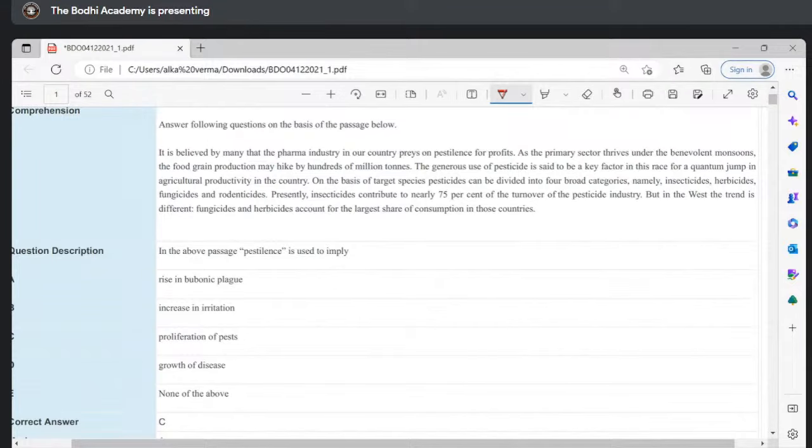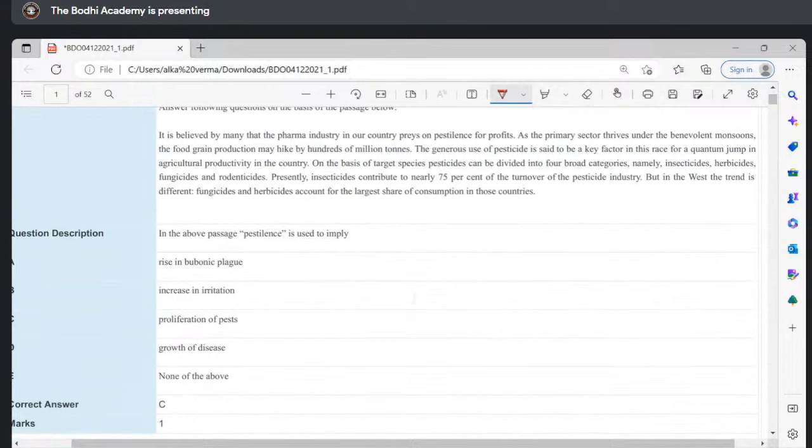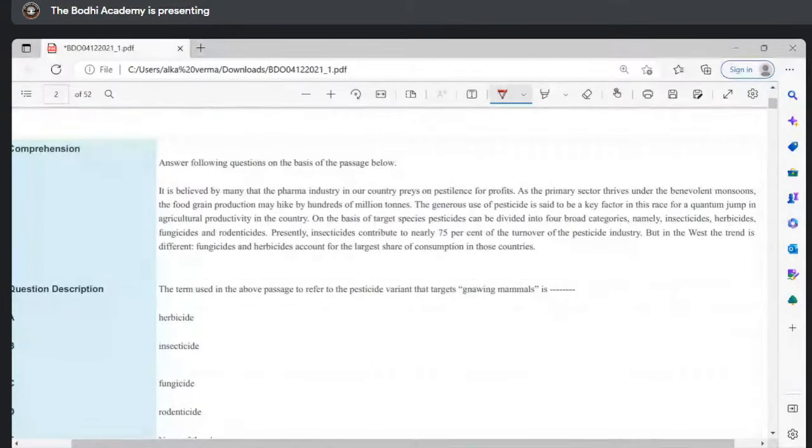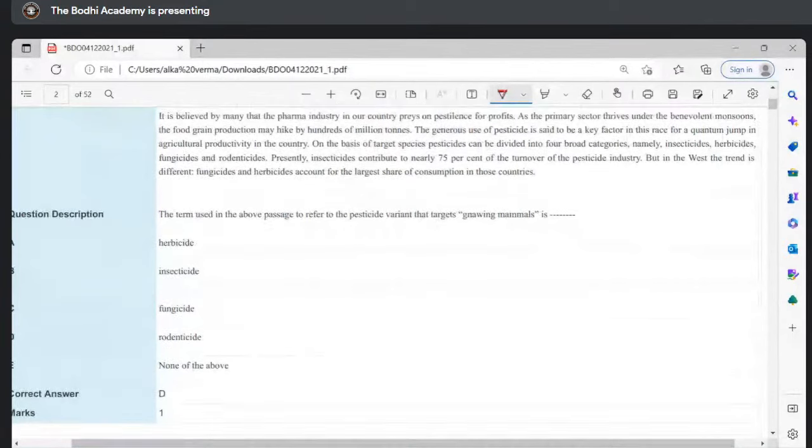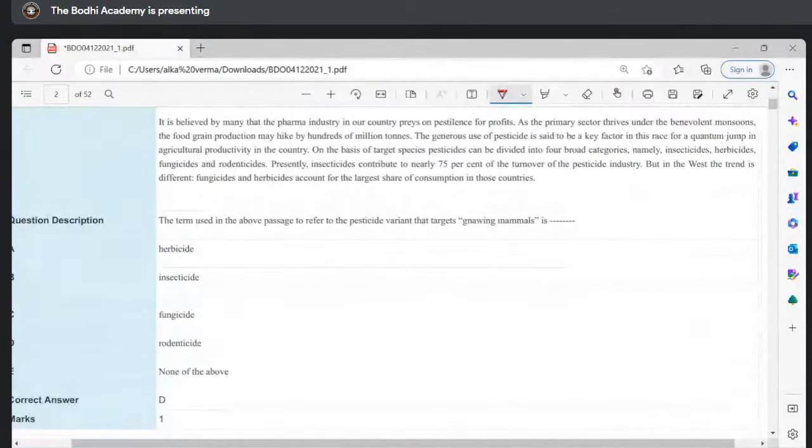Can we please scroll to the second question? Yes, thank you. So see, the passage hasn't changed, right? It's the same passage. It's just the question. Like I mentioned, the first five questions use the same passage.